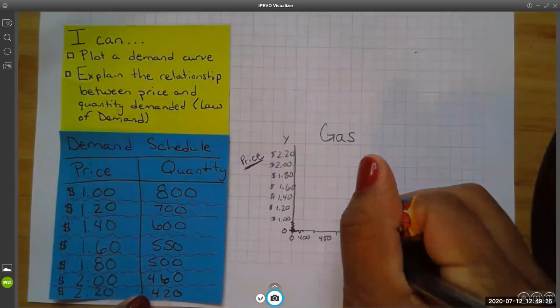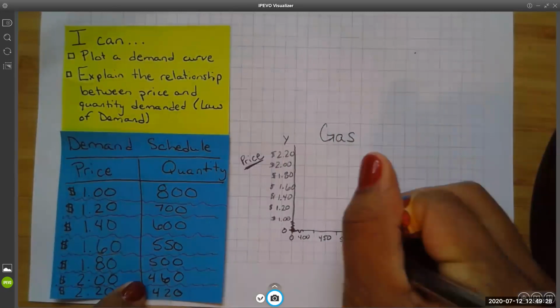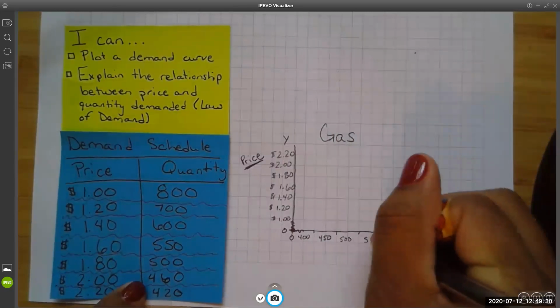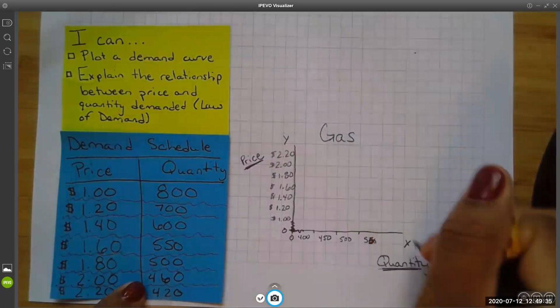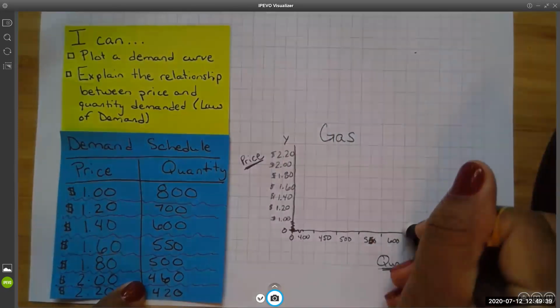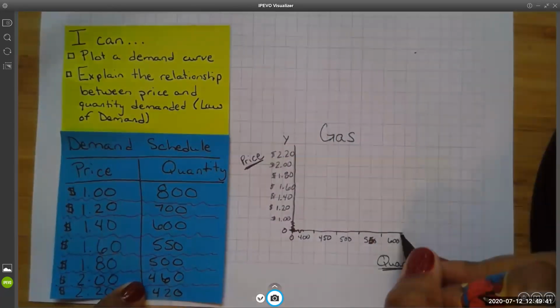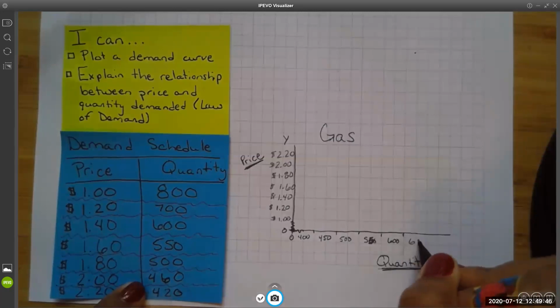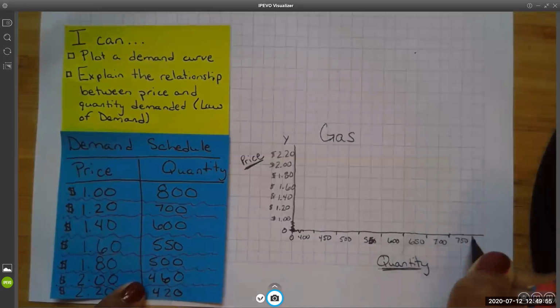I like to use pencil because I sometimes make mistakes. And oops, 550, 600, and see, I did make a mistake. I made this way too short, and it's okay because I got an eraser, and that makes it fine. So 650, 700, 750, 800. Woo, just enough space.